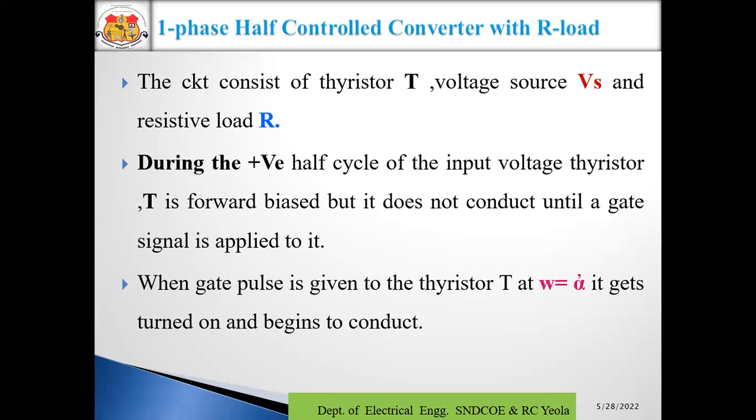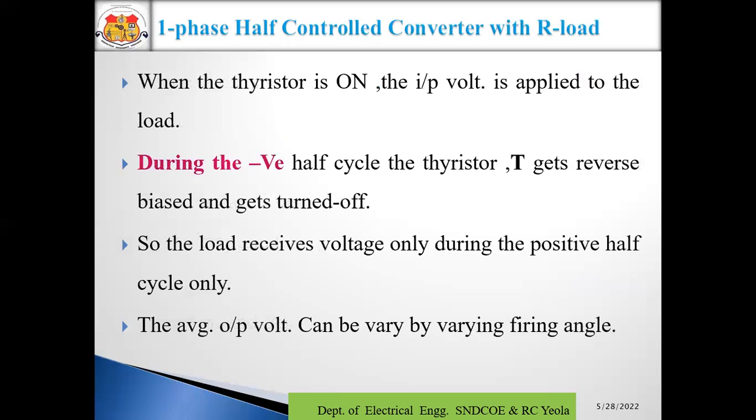During the positive half cycle of the input voltage, thyristor T is forward biased, but it does not conduct until a gate signal is applied to it. When a gate pulse is given to thyristor T at omega t equals alpha, it gets turned on and begins to conduct. When the thyristor is on, the input voltage is applied to the load. But during the negative half cycle, thyristor T gets reverse biased and turns off. So the load receives voltage only during the positive half cycle.